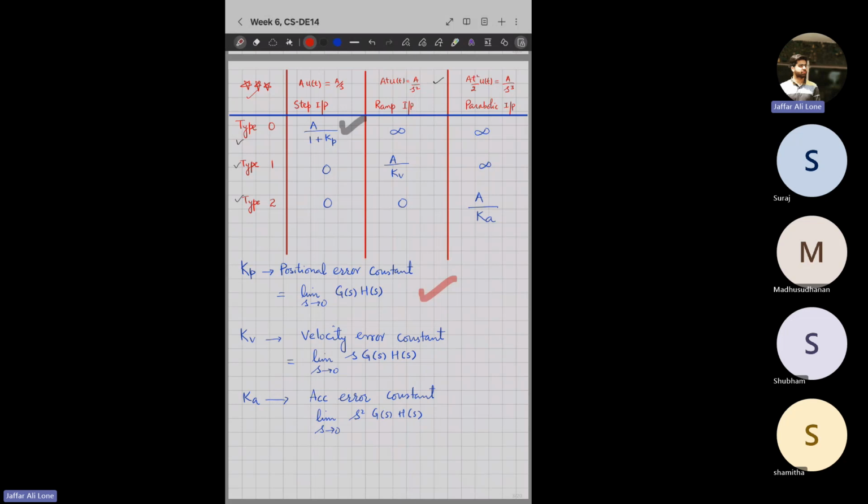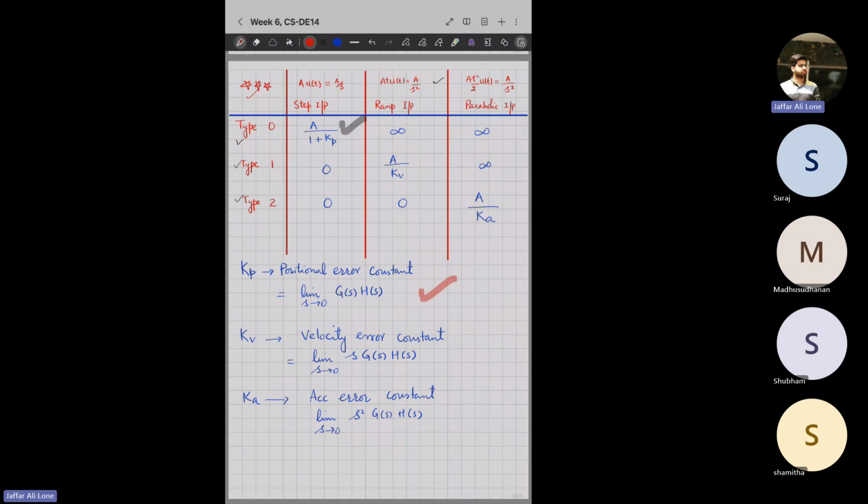And for parabolic input, steady state error will be infinity. Then you also have the velocity error constant and acceleration error constant, because sometimes you're directly asked to find the acceleration error constant or the velocity error constant. Or when we design controllers, a lag compensator or lead compensator, there you will see the velocity error constant is given, the acceleration error constant is given. That's why it's very important to remember the expressions for them as well.